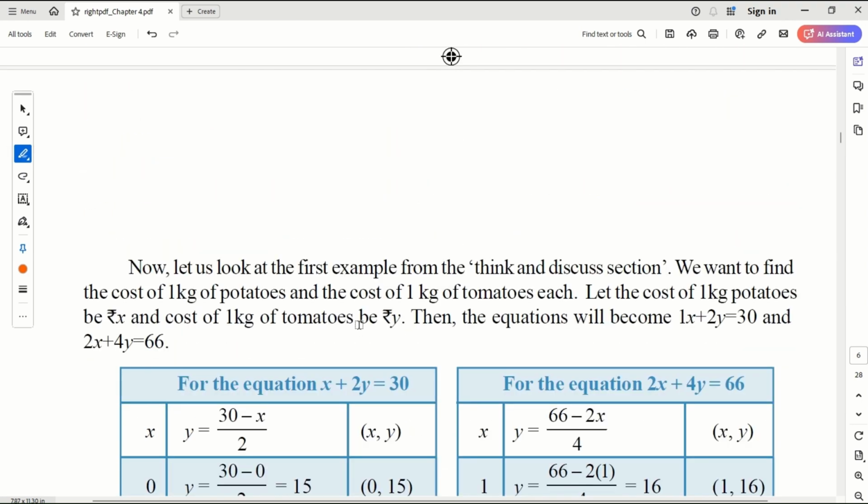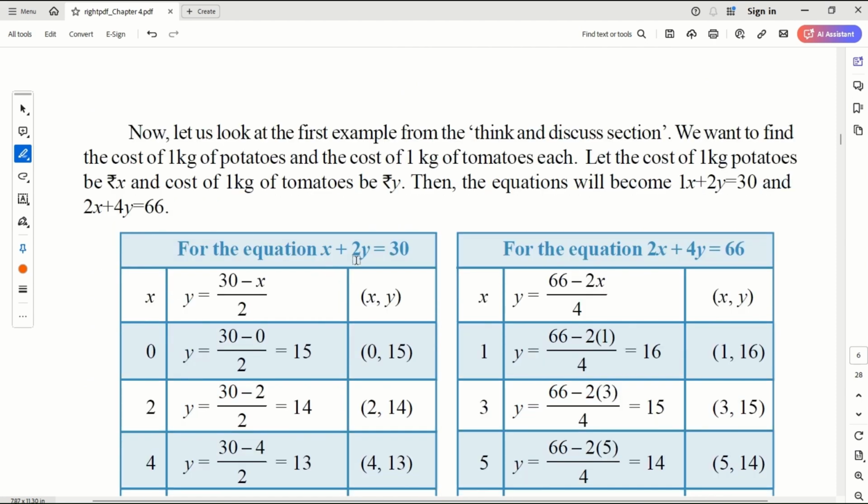Now let us look at the first example from the think and discuss section. There is a potatoes and tomato price they have given. We have to find out the cost of 1 kg of potatoes and the cost of 1 kg of tomatoes. The cost of 1 kg of potato and 2 kgs of tomatoes is 20, and the cost of 2 kgs of potato and 4 kgs of tomatoes is 66.